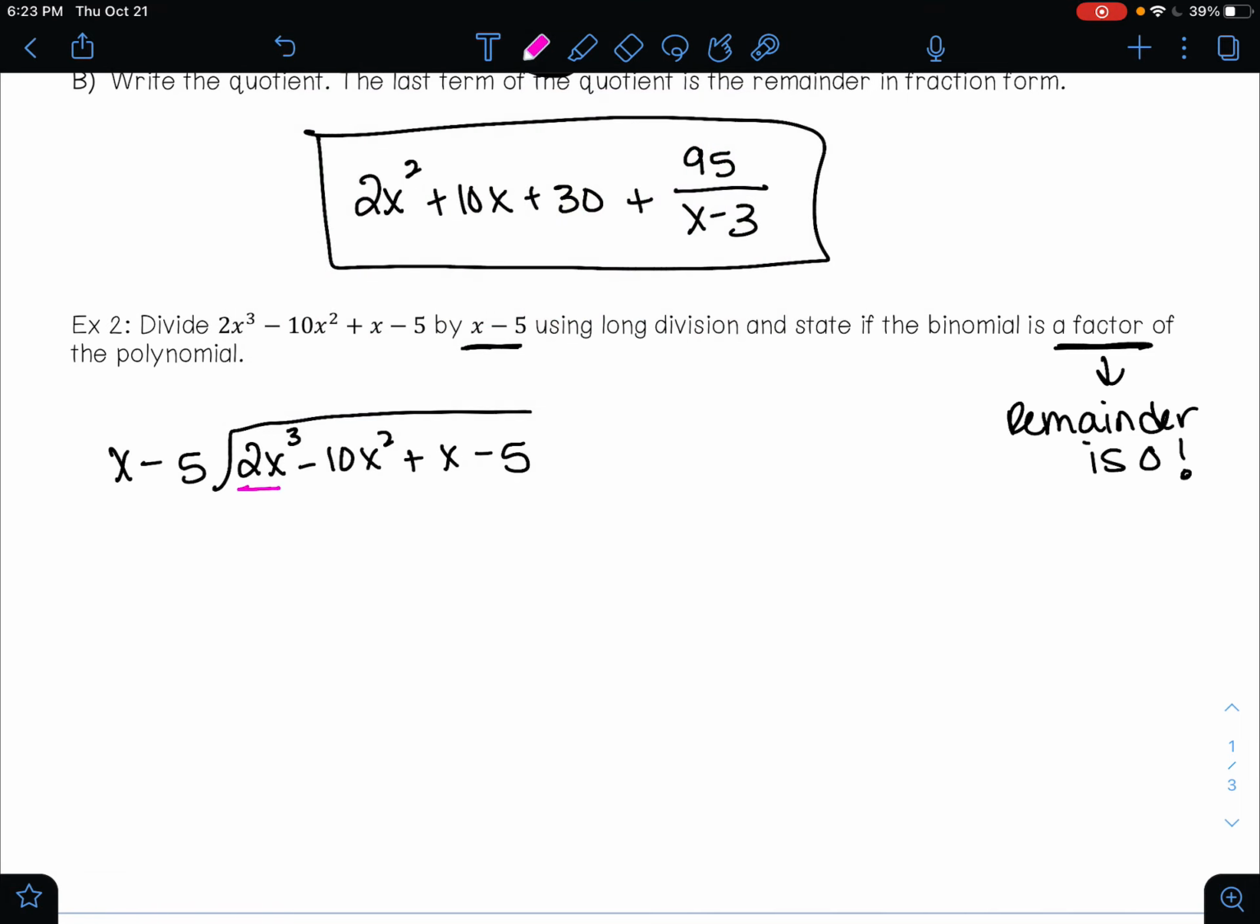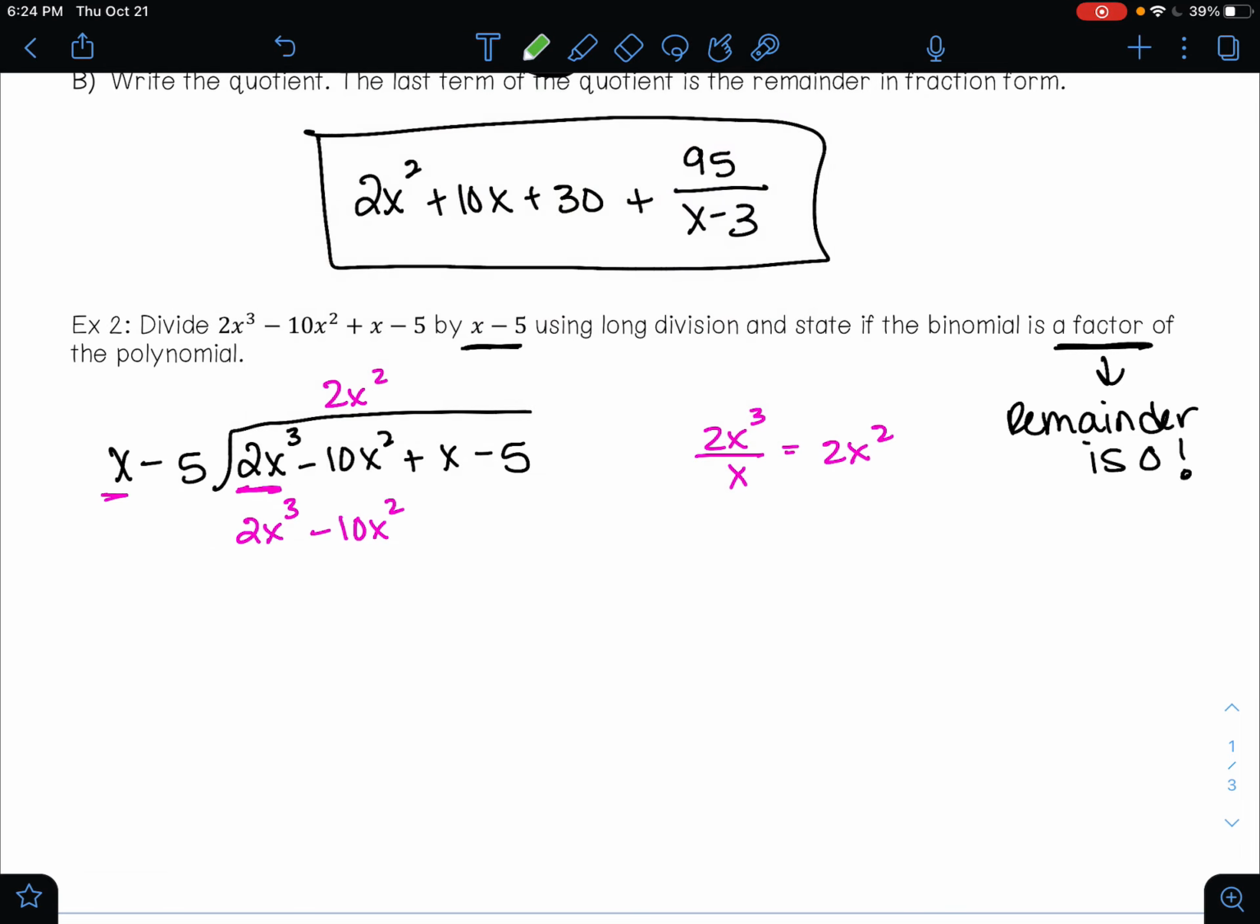So 2x cubed divided by x is 2x squared. Again, I'm going to put that 2x squared directly above my x squared term. You always want all of your like terms to line up, just like how you would have a 100s spot in the 100s place, the 10s in the 10s place, and the 1s in the 1s place when you were doing this in elementary school. So 2x squared times x is 2x cubed. 2x squared times negative 5 is negative 10x squared.